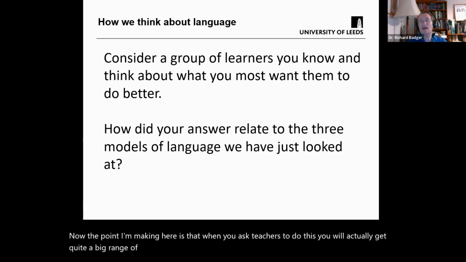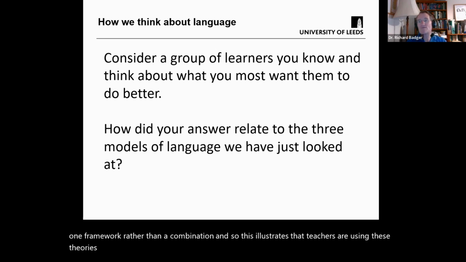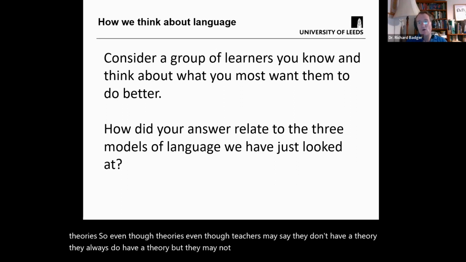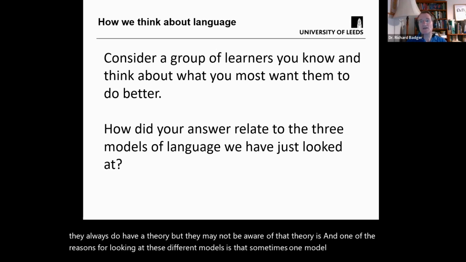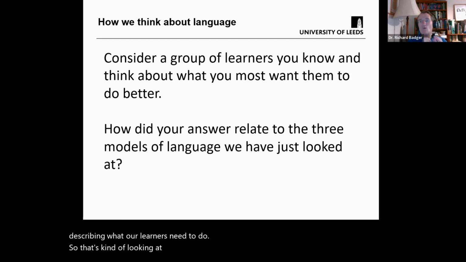But one of the things that is quite striking is they tend to use one framework rather than a combination. And so this illustrates that teachers are using these theories. So even though teachers may say they don't have a theory, they always do have a theory, but they may not be aware of what that theory is. And one of the reasons for looking at these different models is that sometimes one model is better at describing what our learners need to do. So that's looking at the first question: what is it we want our learners to do better?